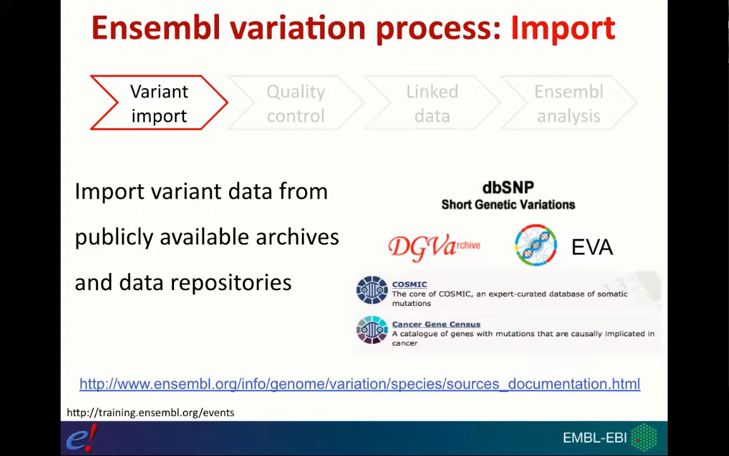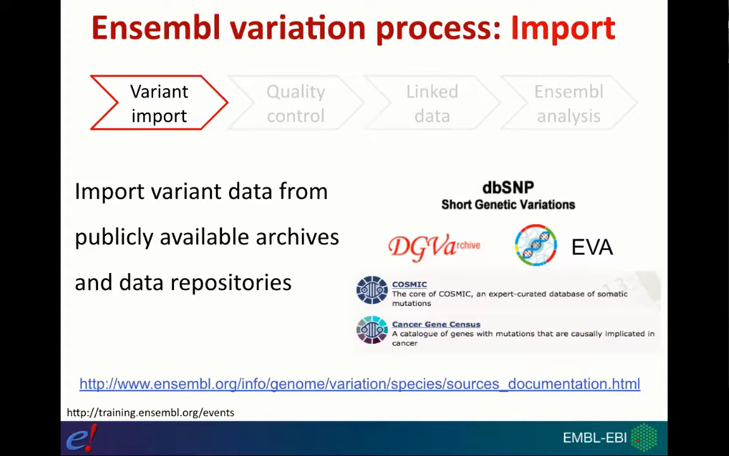For non-human species, we look to a database called EVA, the European Variation Archive. They have lots of variation data stored for non-human species. DGV Archive is quite an interesting database. It has lots of data about structural variants. And then finally, we do look to databases such as COSMIC and the Cancer Gene Census to get information about somatic variants as well.